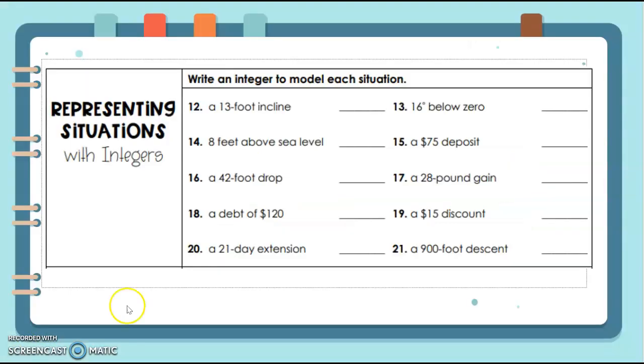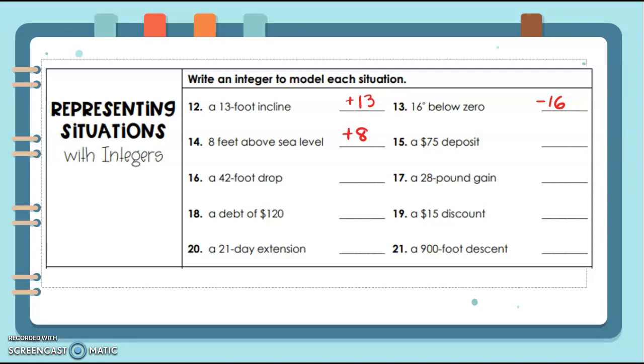But let's go back to our PowerPoint. I'm going to do a few of them, and then I'm going to press pause, and you can do some of them. Okay, 13-foot incline. Incline is kind of like a ramp, so we're going to put positive 13. 16 degrees below zero could be modeled by negative 16. That would be our integer. 8 feet above sea level, plus 8.